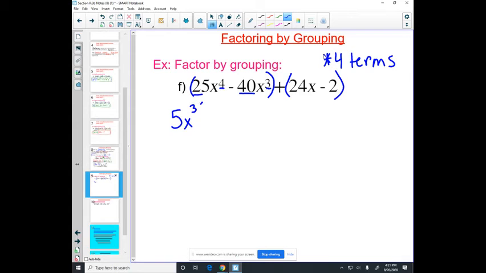So I'm going to pull out 3 x's and just divide. 25 divided by 5 is 5. 4 x's, but I pulled out 3, I'm left with 1. Negative 40 divided by 5 is negative 8. I had 3 x's and I pulled out all 3, so I don't need an x next to the 8 because I pulled out all my x's already. Okay, let's move on to the next one. Plus 24 and 2, those are both divisible by 2. And they don't have an x in common, so I can't pull it out. 24 divided by 2 is 12. Leave my x. Minus 2 divided by 2 is 1.